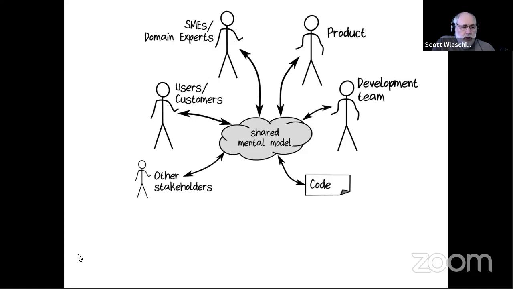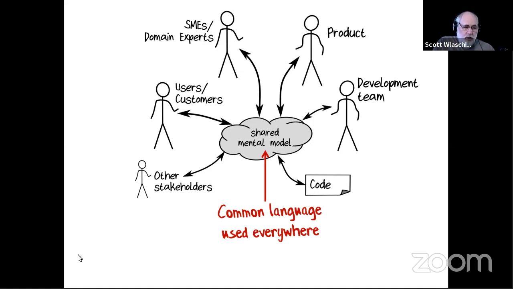And we have this shared mental model in the middle, and everybody involved in the project shares that mental model. The developers, the product owners, the domain experts, the users, the customers, the user interface people, testers, anybody, they all share the same mental model and they all use the same language. And this is the most important thing. Everyone should be using the same concepts and the same language.